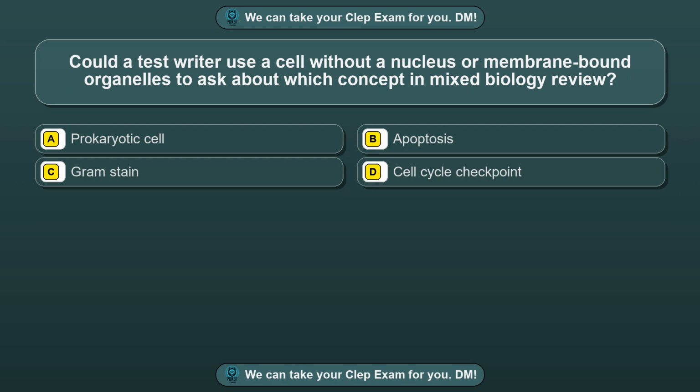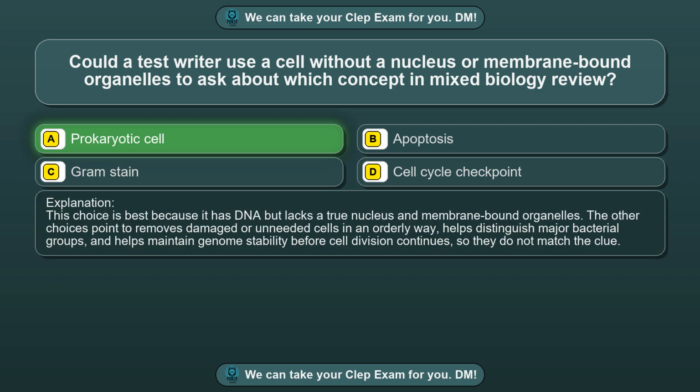Question 65. Could a test writer use a cell without a nucleus or membrane-bound organelles to ask about which concept in Mixed Biology Review? Option A, prokaryotic cell. Option B, apoptosis. Option C, Gram stain. Option D, cell cycle checkpoint. The correct answer is option A, prokaryotic cell. This choice is best because it has DNA but lacks a true nucleus and membrane-bound organelles.